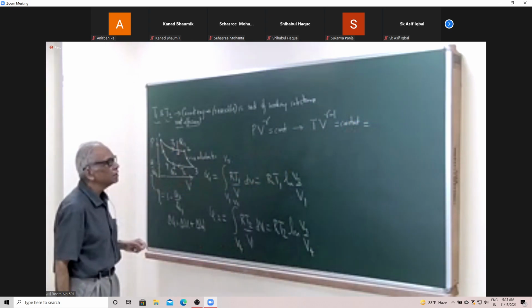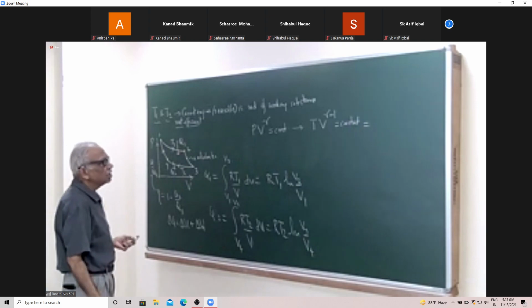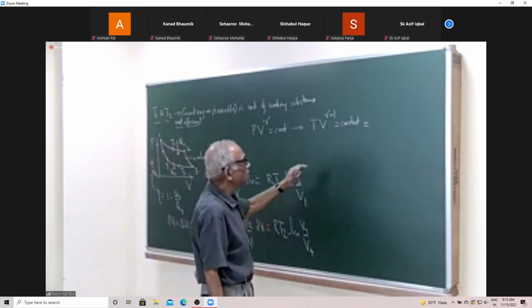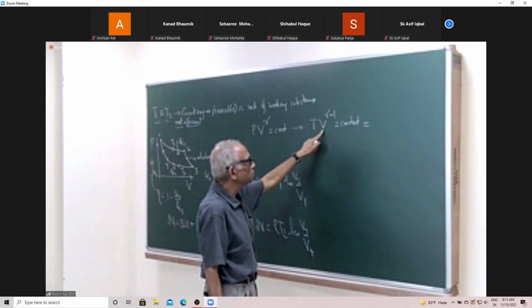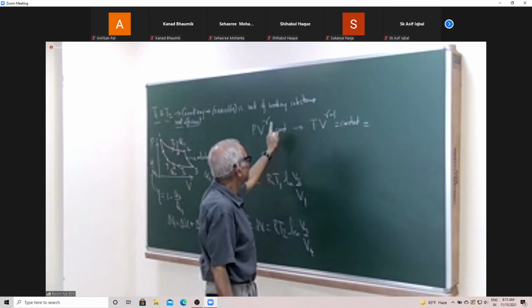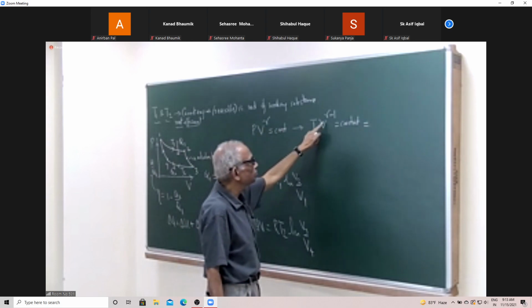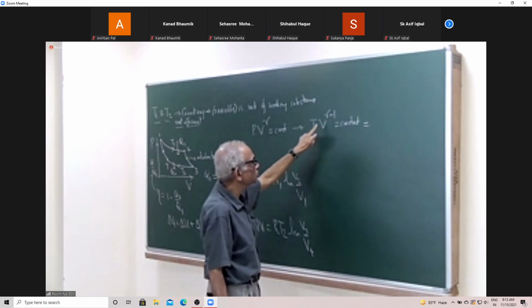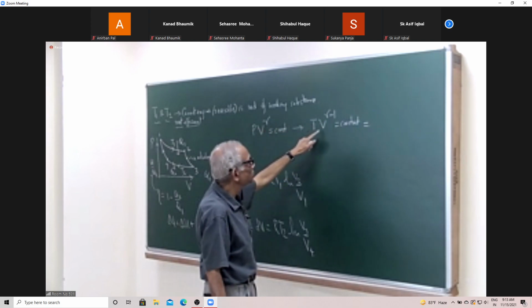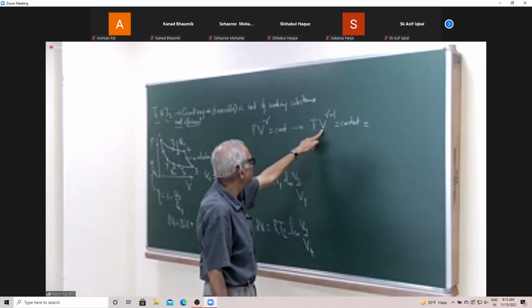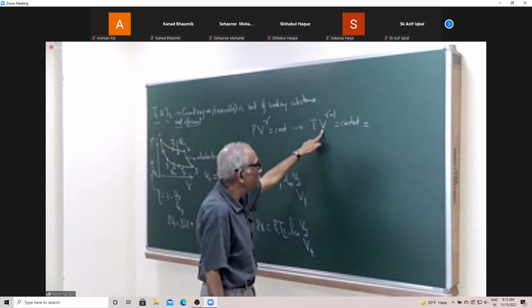Which in turn can be used in another way: the different manifestations of this constancy are PV to the power gamma constant and TV to the power gamma minus 1 constant. We now also need, for good measure, to express it in terms of P and T. If I do that, then V is equal to P divided by T.